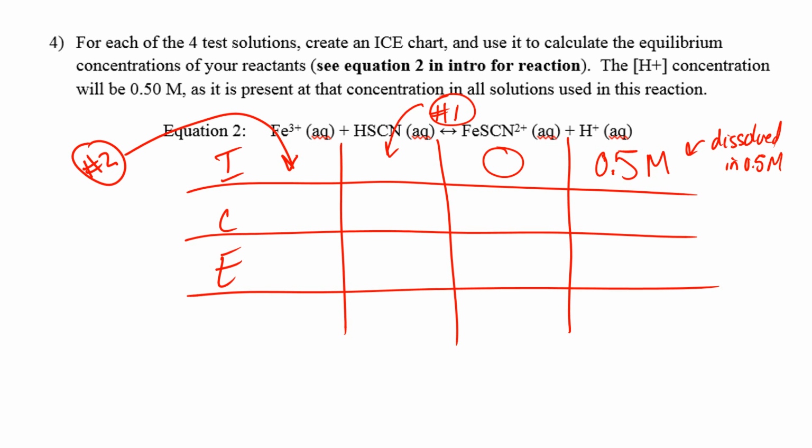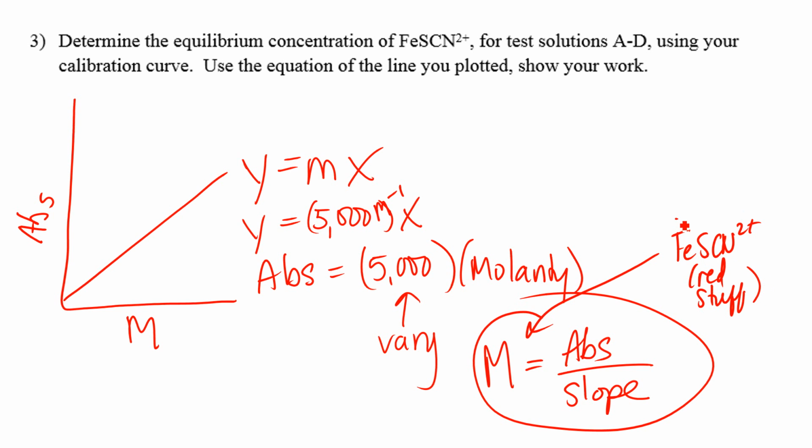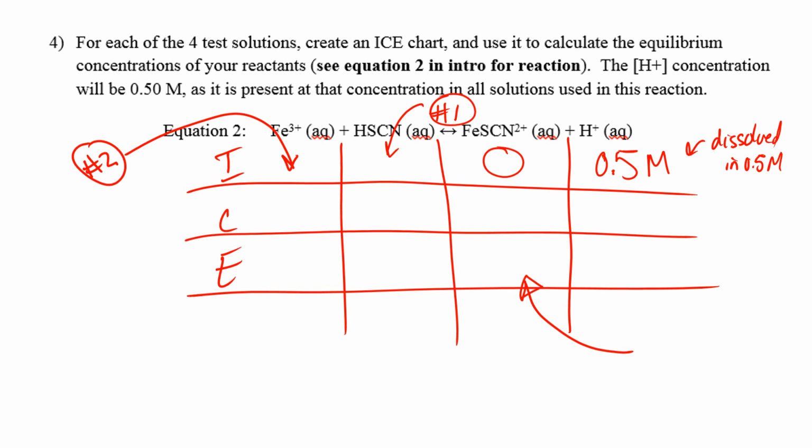All right, what else do we know? We took this absorbance. What was the point of that? Well, the absorbance gave us the concentration of our colored species, which is the FeSCN2+. So in problem number 3, we found the molarity of the FeSCN2+, that's the red stuff, and that'll give us our concentration of that at equilibrium. So again, going back to problem 4, what should go in this box is the answer from calculation number 3. So you're going to know initial values for iron, HSCN, and H+, and you're going to know your equilibrium value for FeSCN2+.